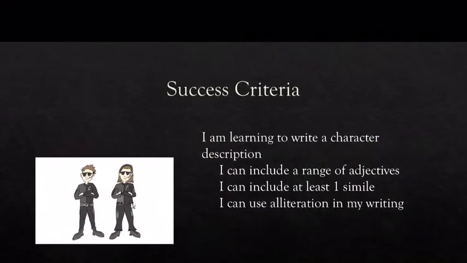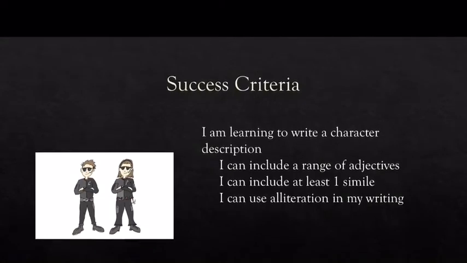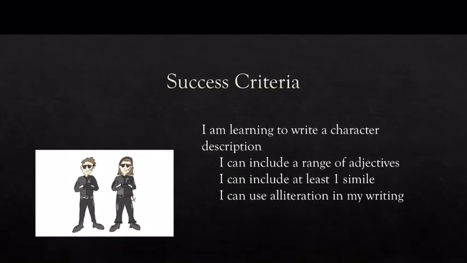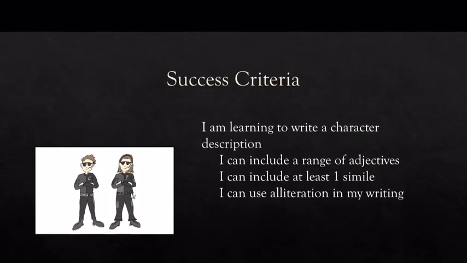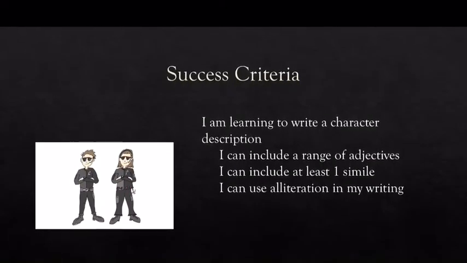The success criteria for today is slightly different because we want to look at character descriptions in a little bit more depth. So today, to be successful, we have to be able to include a range of adjectives, include at least one simile, and use alliteration in our writing.